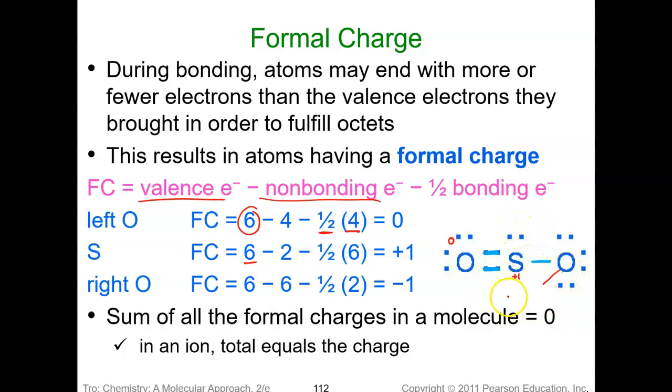So again, oxygen has 6 valence electrons, and then it has 2, 4, 6 non-bonding electrons minus a bond. That gives us -1. Oxygen's formal charge is -1. Now, the sum of formal charges in any neutral molecule is 0. So do you see how if we have +1 and -1, the whole thing equals 0 because this is a neutral atom. If it's an ion, it equals the charge. And so we'll look at that.